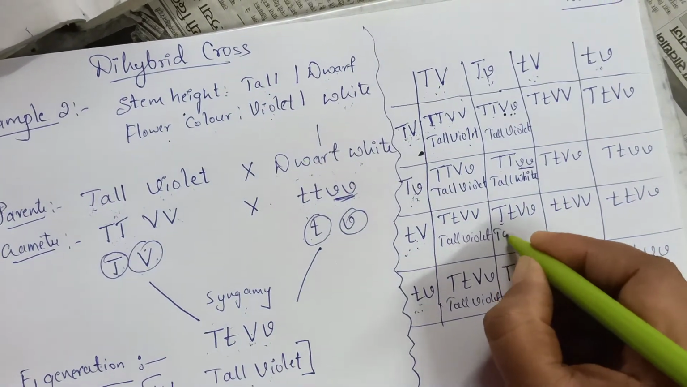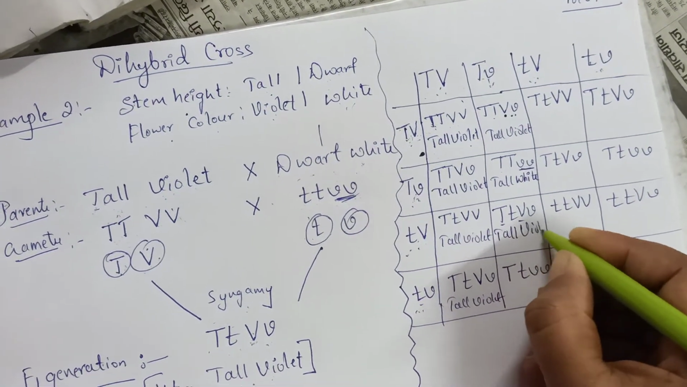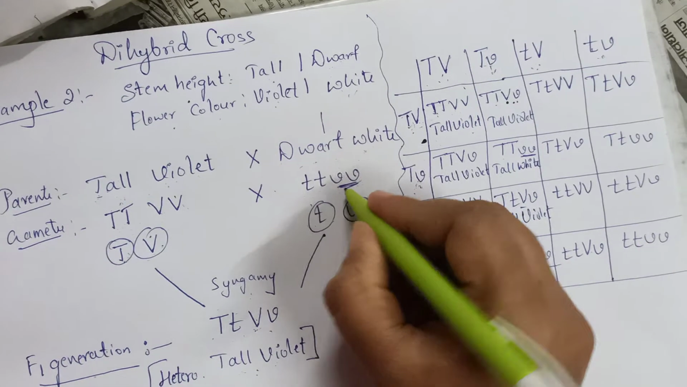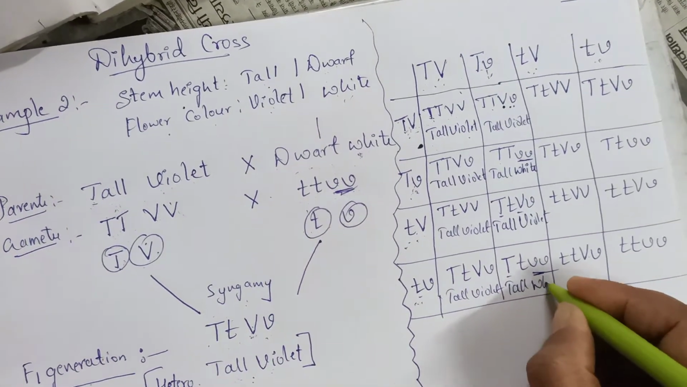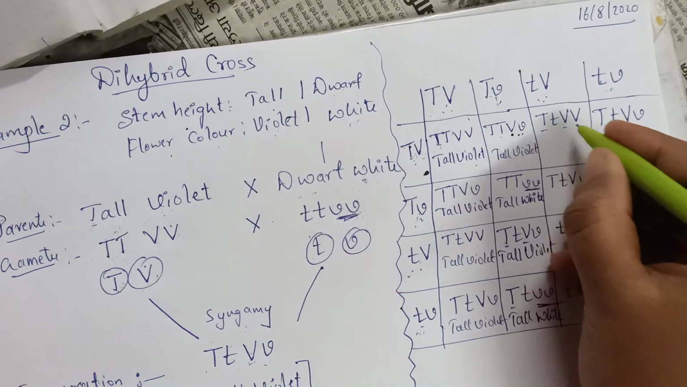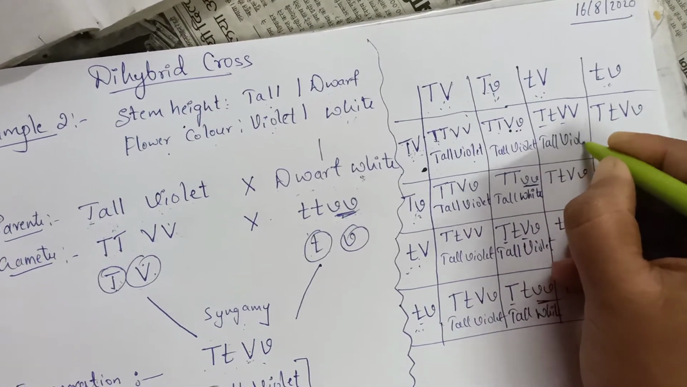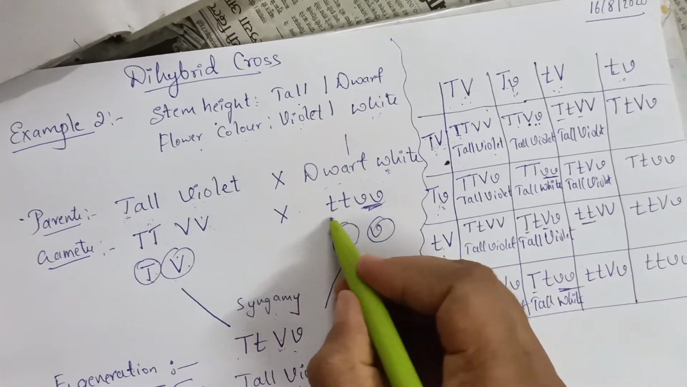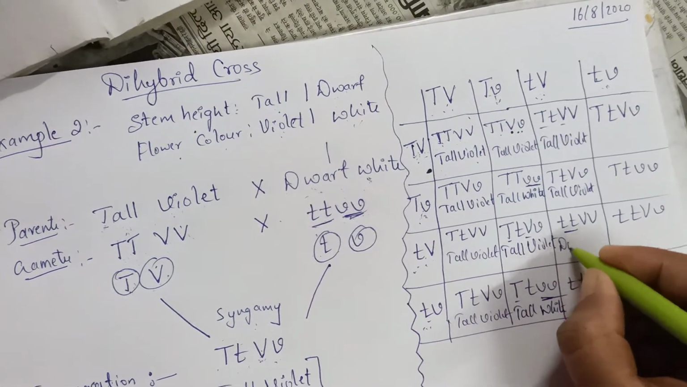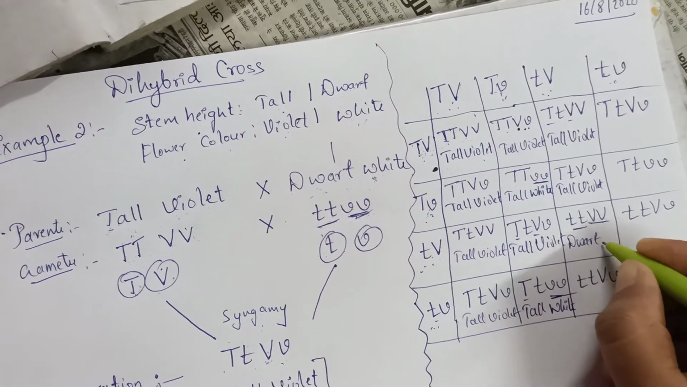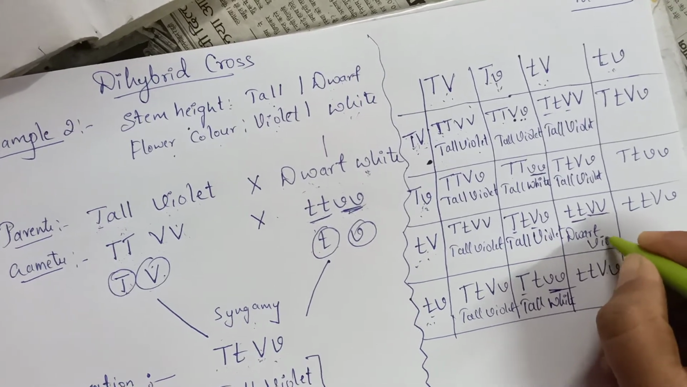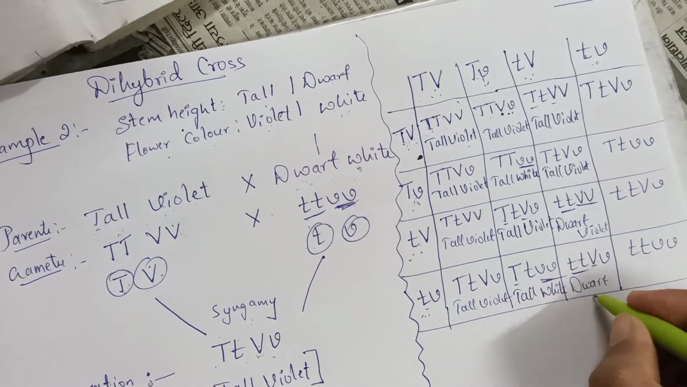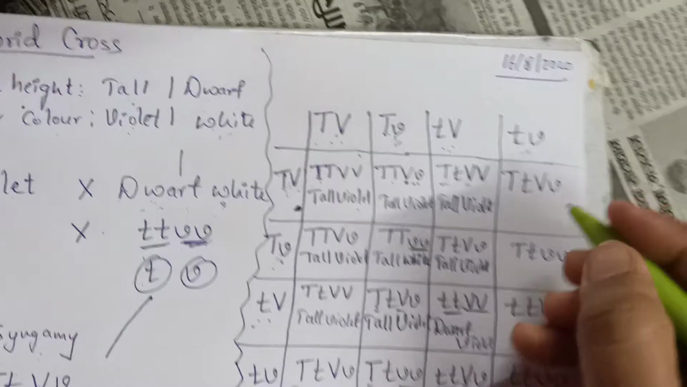So here one capital T is there, so tall, one V is there, we can write violet. So here also one capital T is there, so tall, two small V's. Two small V means that will be white. So here capital T, capital V is there, so tall violet. Same, tall violet. Here two small T's are there. Two small T's means recessive character, dwarf. Capital V is there, so violet. Two small T's means dwarf. One capital V is there, so it is violet.